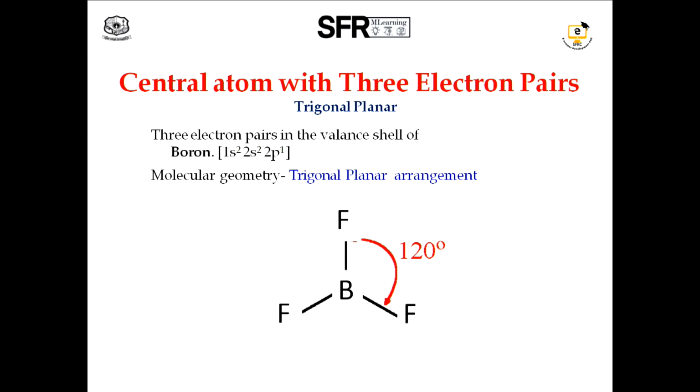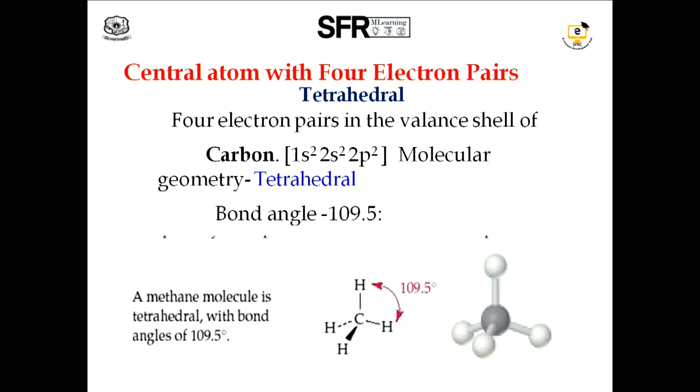The next example is the central atom with 4 electron pairs. The geometry is tetrahedral. For example, we consider the methane molecule. The central atom present in the molecule is carbon. The electronic configuration of carbon is 1s2 2s2 2p2. In the valence shell there are 4 electrons, 2s2 2p2. So the molecular geometry is tetrahedral. The bond angle is 109.5 degrees.